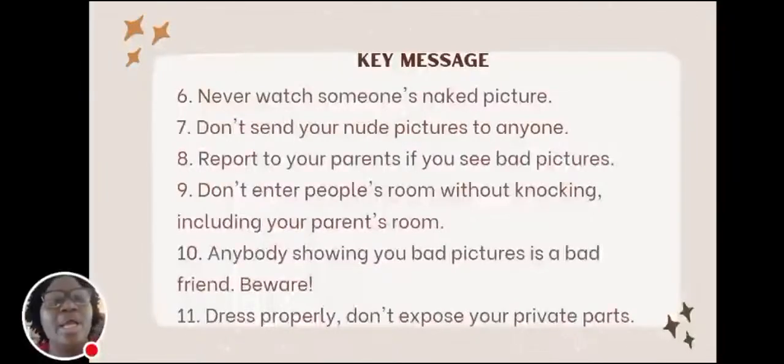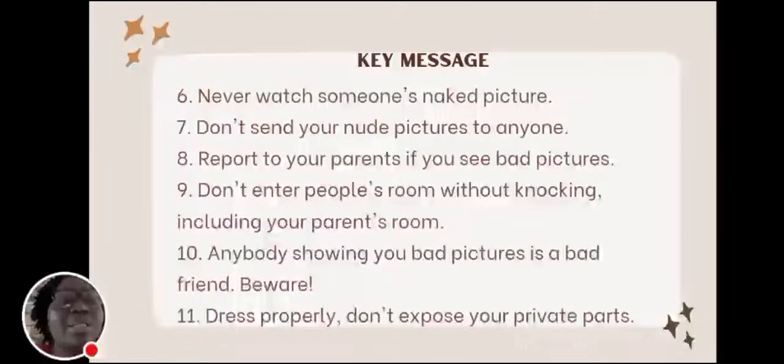Number eight, report to your parents if you see a bad picture. I've said it before. If you see a bad picture, tell your parents where you have seen it and what you saw. Report to them so that they will be able to counsel you and tell you what to do.